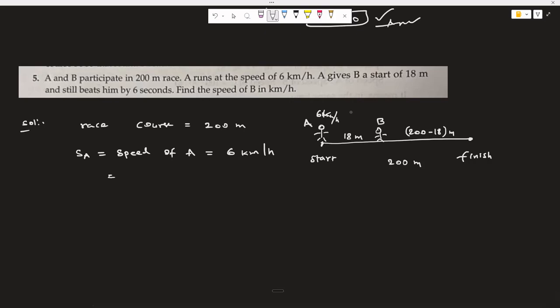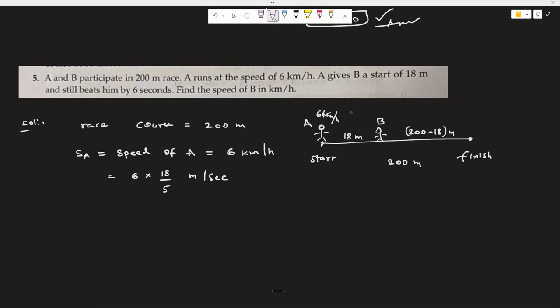We already know how to convert. If you want to convert kilometers per hour into meters per second, you should multiply by 18 by 5. So 6 into 18 by 5 meters per second. Now I changed the kilometers into meters. No need of doing cancellations, leave it. This is the speed of A.